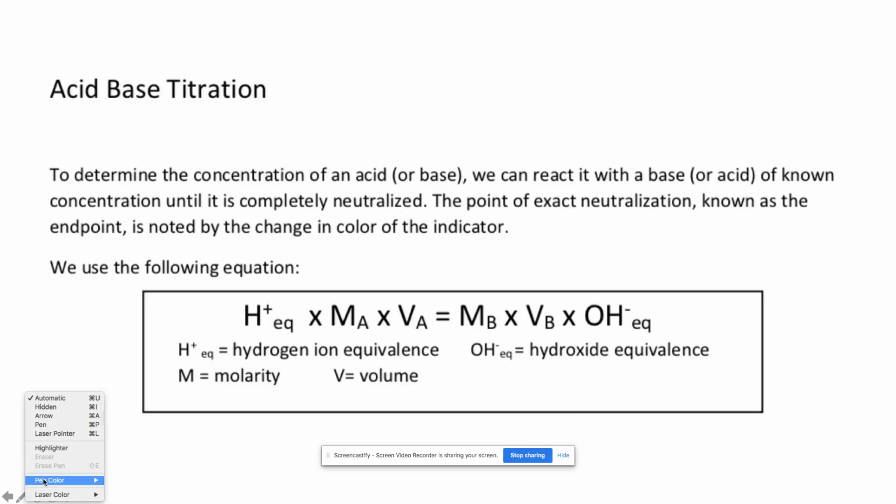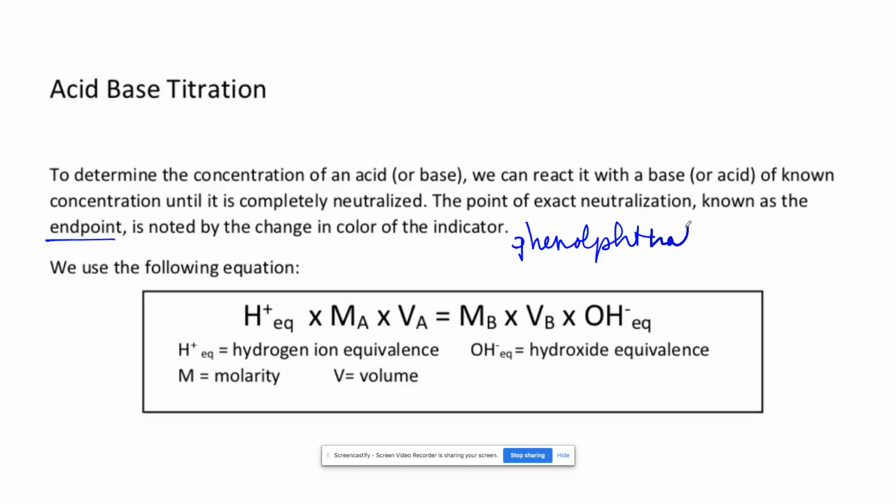Okay, so this is the honors titration worksheet. The directions say that to determine the concentration of an acid or base, we can react it with the opposite, base or acid, of known concentration until it is completely neutralized. The point of exact neutralization, known as the end point, is noted by the change in color of the indicator. A lot of times we use phenolphthalein, but you can use other ones, of course. Those are on table N.